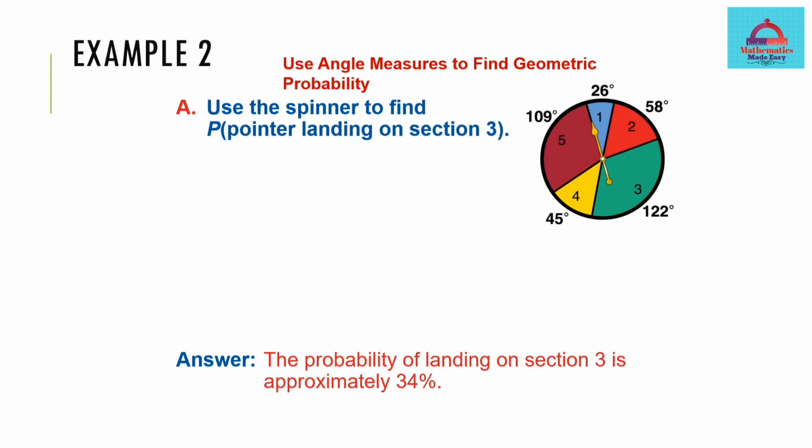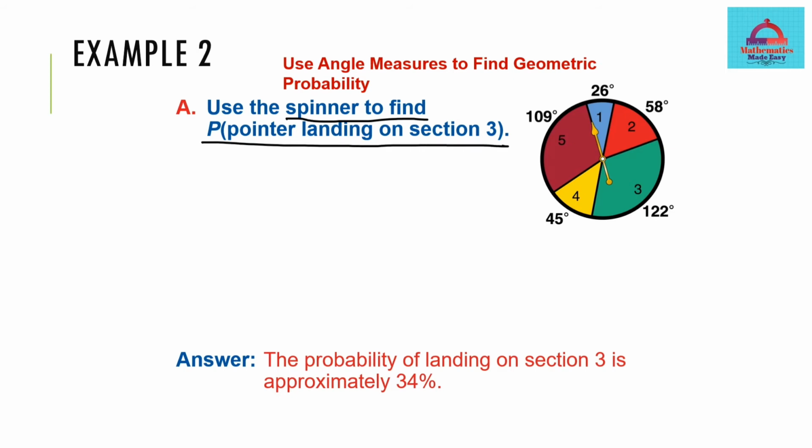Let's now move on to the most important part of the session today, which are the spinner problems. So here you are going to use the angle measures to find the geometric probability. Remember your spinner here resembles a pie chart, and you have different central angles given here for each area. You need to find the probability in this question that the spinner lands on section 3. So 1, 2, 3.